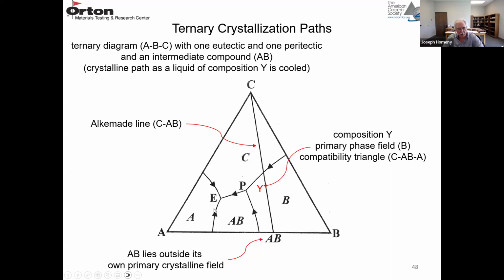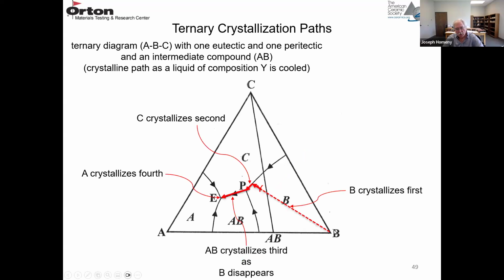So here's our phase field for C, our phase field for A, and AB. So we're going to end up over here. So we're in the primary phase field of B. So we draw an arrow from B through Y till we reach this boundary line. So from Y to reach this boundary line, as we decrease the temperature, B crystallizes out first. And then we follow the temperature contour down to point P. C is crystallizing out now along with B. And then we follow this down to the eutectic E.